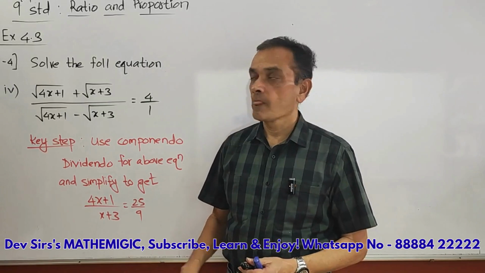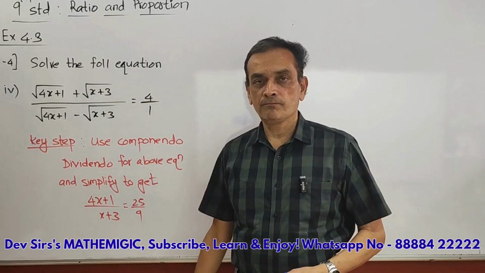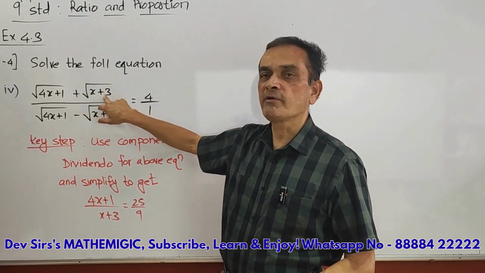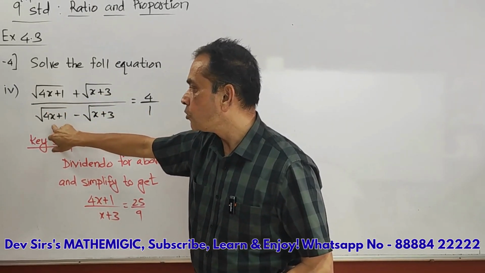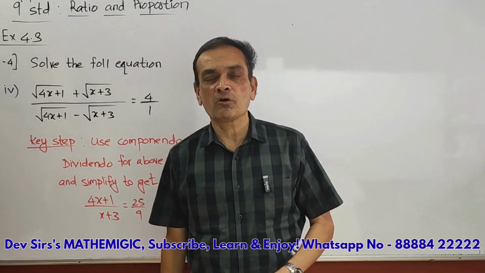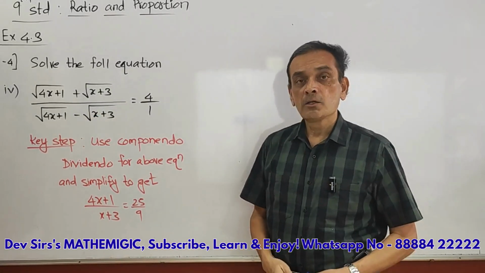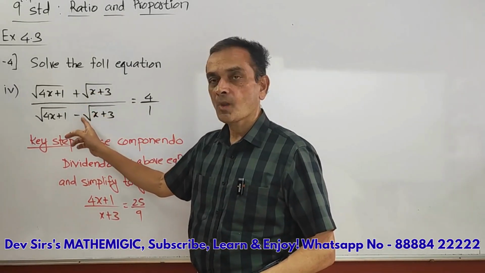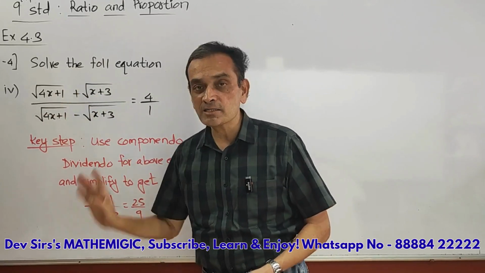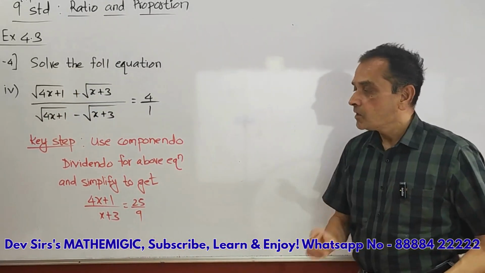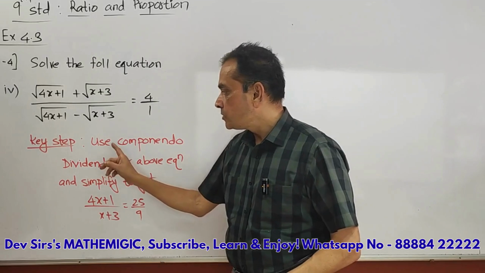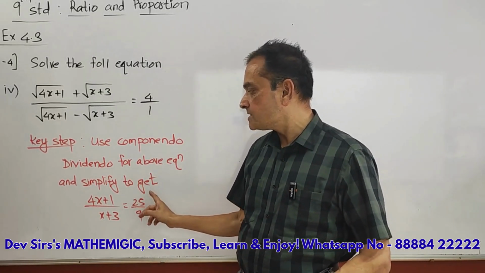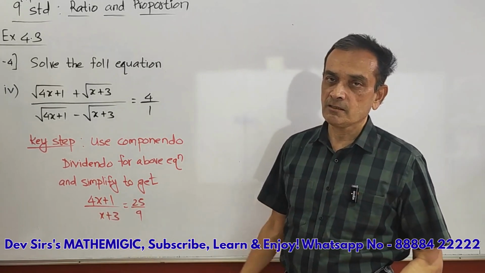4-mark question. Solve the following equation. This is given: root of 4x plus 1 plus root of x plus 3 upon root of 4x plus 1 minus root of x plus 3. Right? So first thing is you are not allowed to cancel this or this because plus or minus sign is there in between. What does the key step say? Use componendo dividendo for the above equation and simplify to get this.